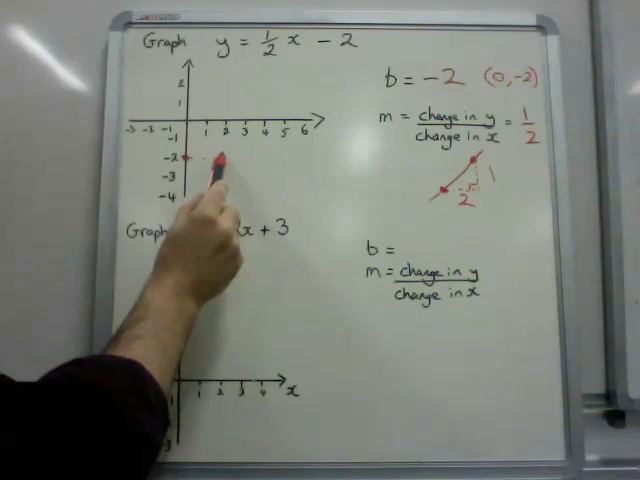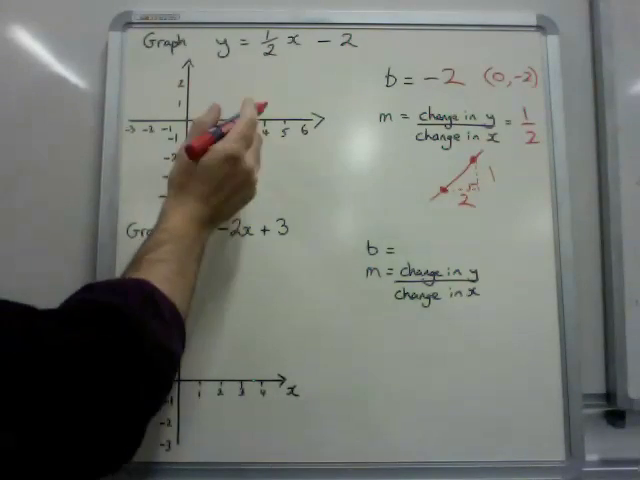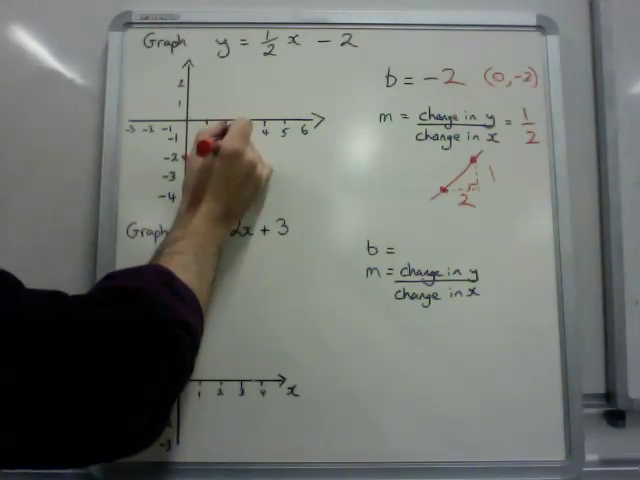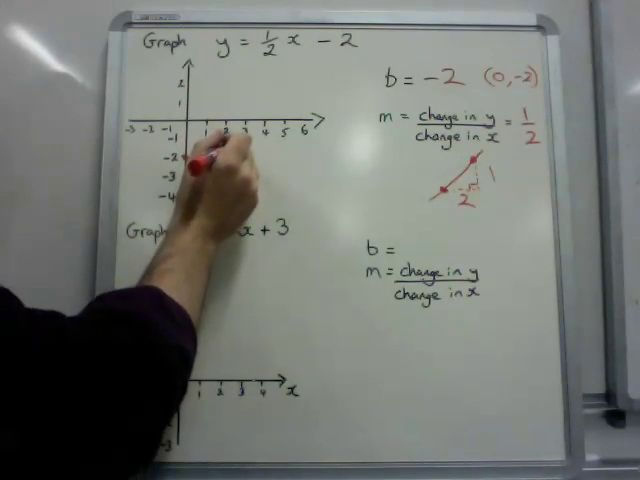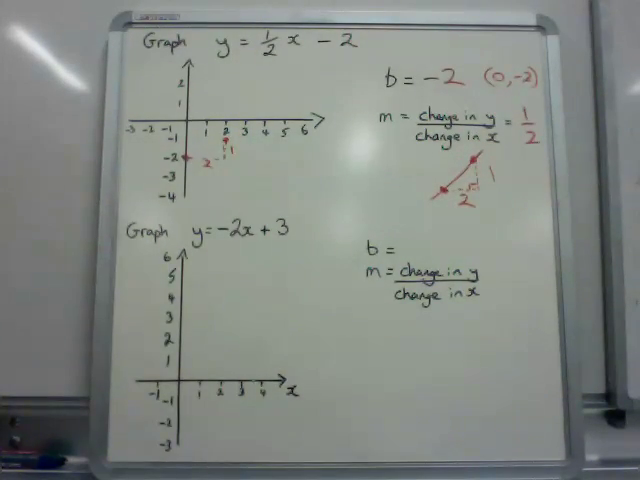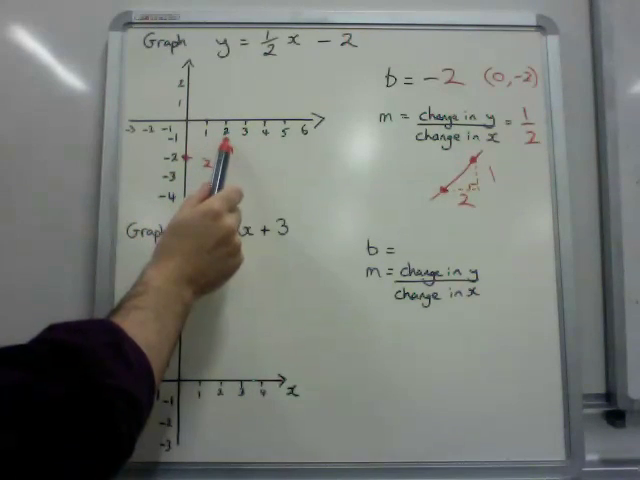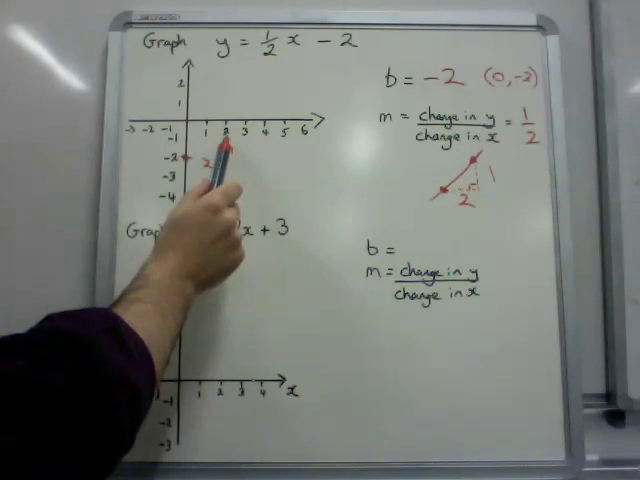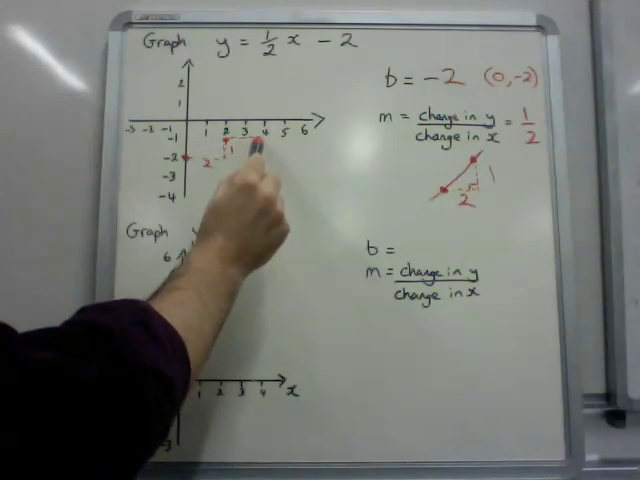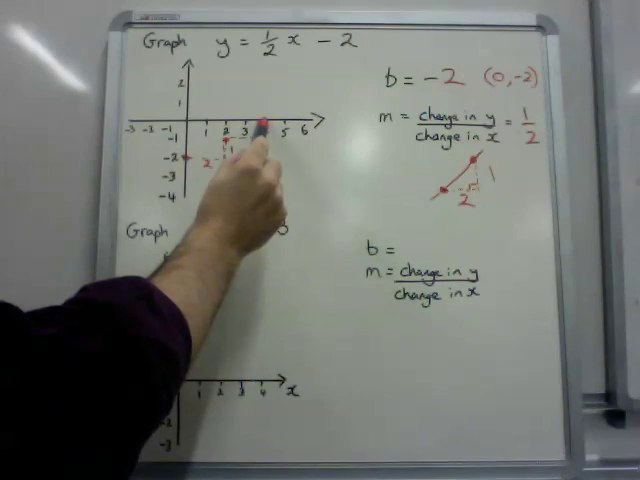Now step up 1. Now this is a new point, so I can make a point here. So what we've done is we've travelled 2 and 1. Now we want to form the new next point. Again, I have to go to the right 2 places, and then I step up 1.